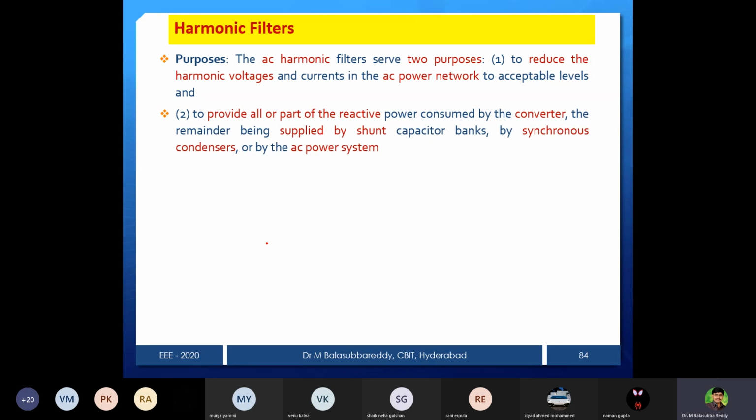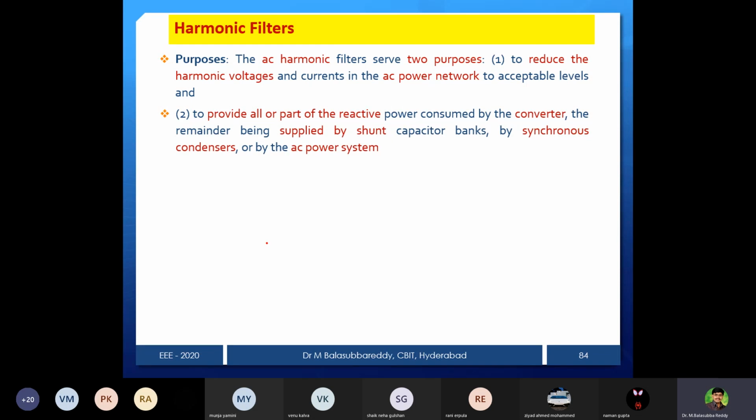AC harmonic filters serve two purposes, because as I mentioned, there are two types of harmonics. One is AC harmonics, and then there are DC side harmonics also. For AC harmonics, the filters will serve two purposes. One is to reduce the harmonic voltages and currents in the AC power network to an acceptable level. So while designing itself, we need to take care of what type of filter we need to design and what is the frequency of harmonic we are going to eliminate.